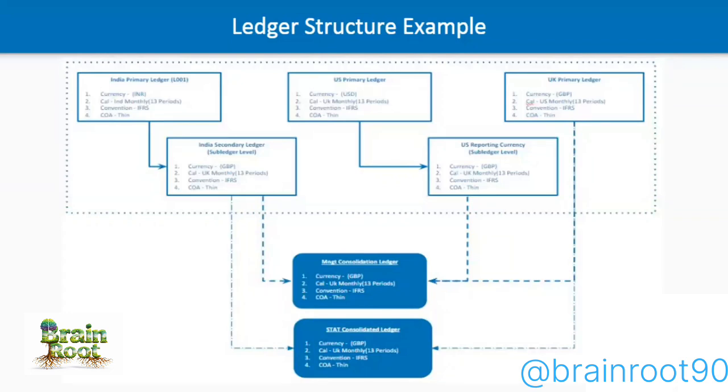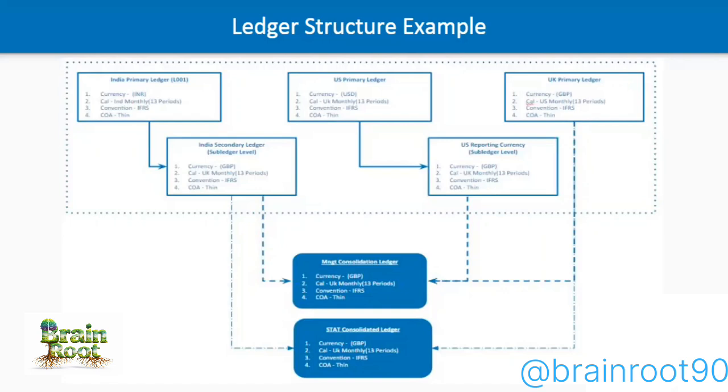It doesn't need any explanation because each country has to report to its local authorities. Taxation is there, the income tax department, and a lot of indirect taxes. So they need to do a lot of filing and reporting. They need to have the primary ledger in their respective local currency. So their functional currency is INR for India, USD for US, and GBP for UK.